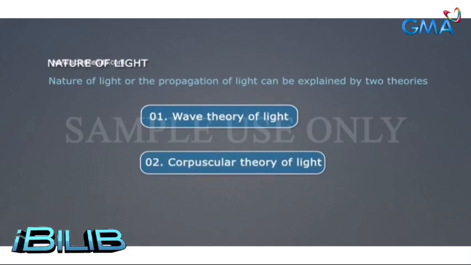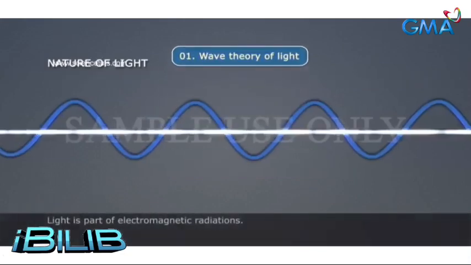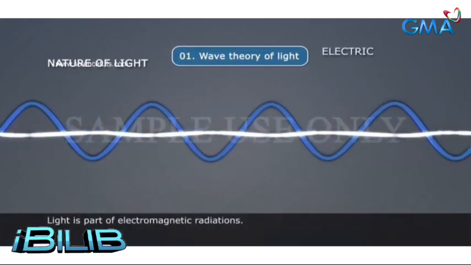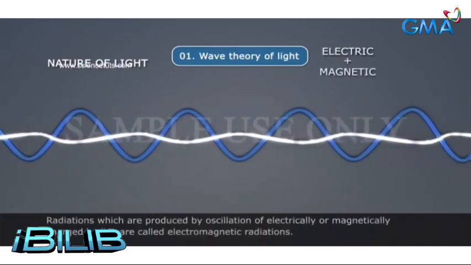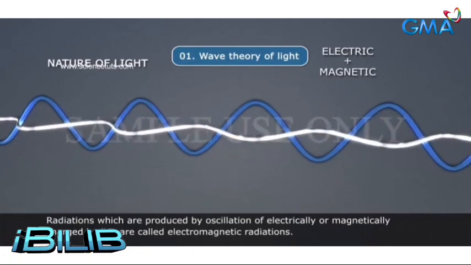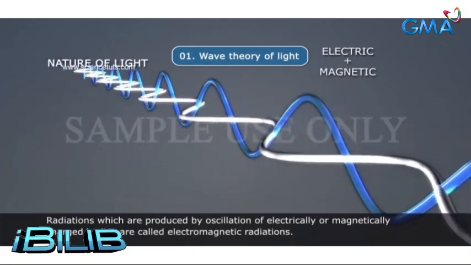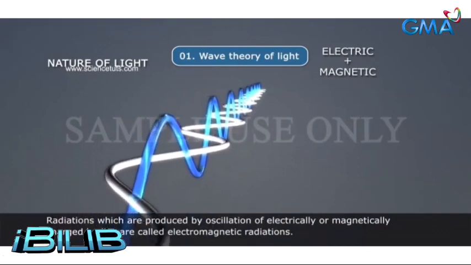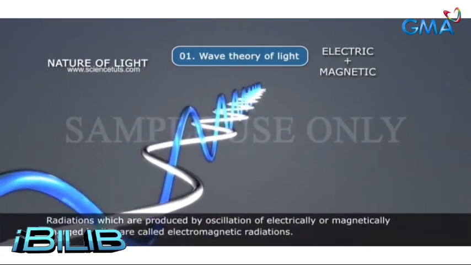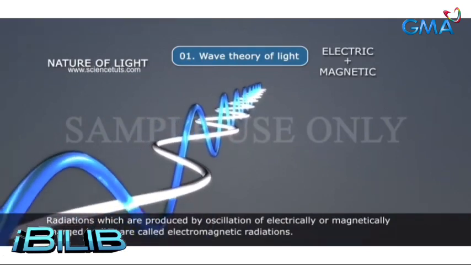Ngayon, tatanungin kita, ano nga ba sa tingin mo ang light? Is it a particle or a wave? So first one, wave theory of light. Light is part of electromagnetic radiation. When we say electromagnetic, it comes from the two words, electric plus magnetic. So, electromagnetic radiation. Radiations which are produced by oscillation of electrically or magnetically charged bodies are called electromagnetic radiations.